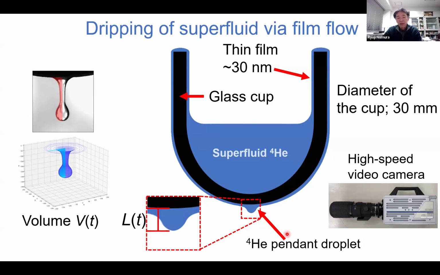And we can observe this pendant droplet formed on the bottom of the cup. In our case, the diameter of this cup is 30 millimeters. We observe this pendant droplet with a high-speed camera, and we measure the length of the droplet as a function of time. We also measure the volume of this pendant droplet.